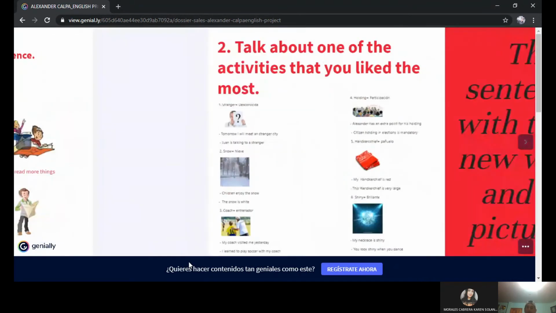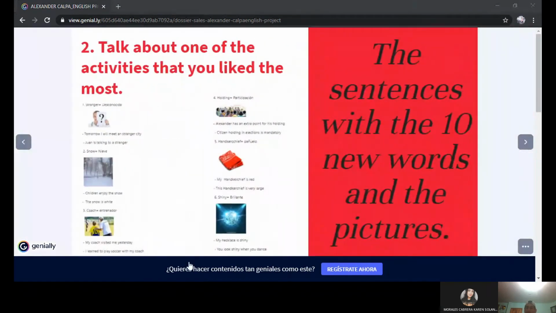Talk about one of the activities that you liked the most. My favorite activity was the sentences with the 10 new words and the picture. This activity was very dynamic because we were learning new words. It's much easier to remember things through pictures. This activity helped me read new words and learn more vocabulary.